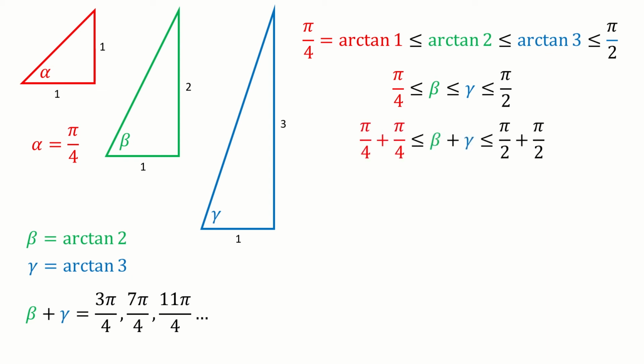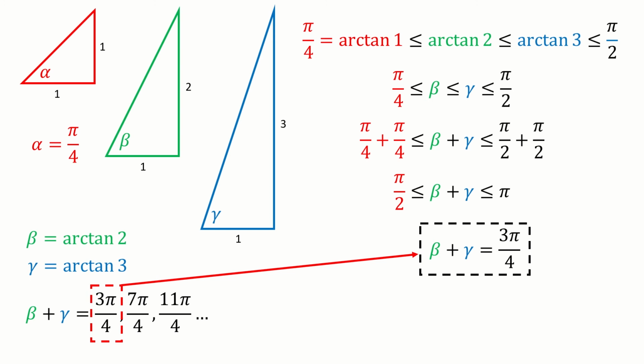So we got the sum beta plus gamma, which is greater than or equal to pi over 4 plus pi over 4, and less than or equal to pi over 2 plus pi over 2. So we got the range for beta plus gamma, which is between half pi and pi. Therefore, only 3 pi over 4 is the correct answer here. So we got the sum beta plus gamma equals 3 pi over 4. Now we got the answer.